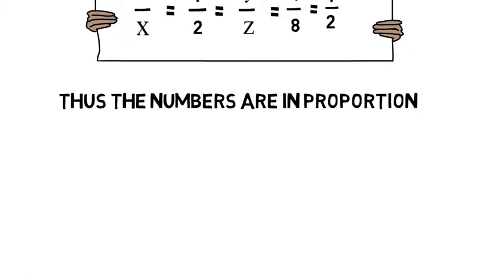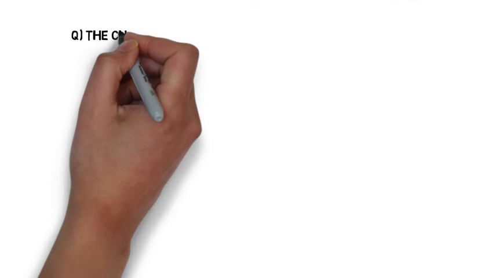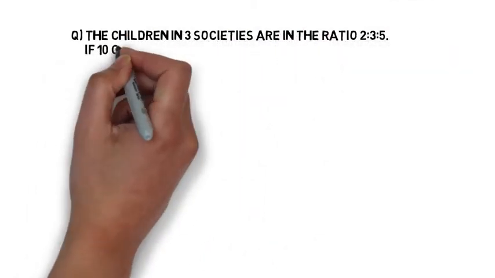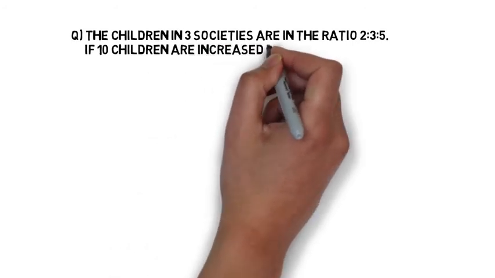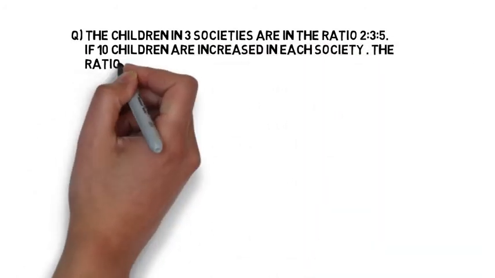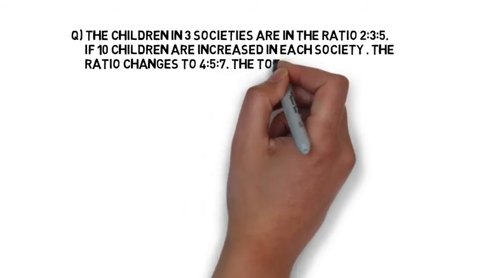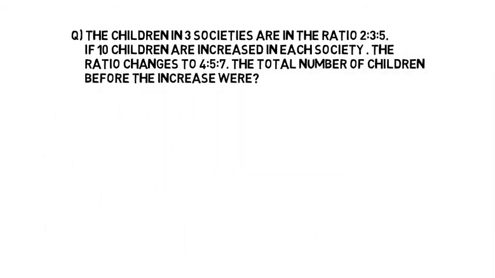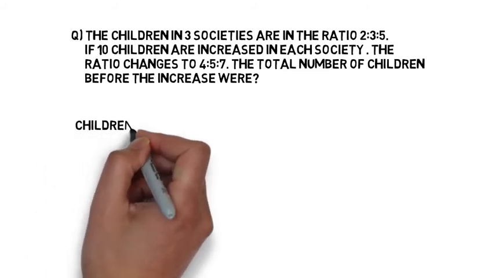Now let us look at a question to understand it better. The children in 3 societies are in the ratio 2 is to 3 is to 5. If 10 children are increased in each society, the ratio changes to 4 is to 5 is to 7. The total number of children before the increase were. Let us solve this question part by part.